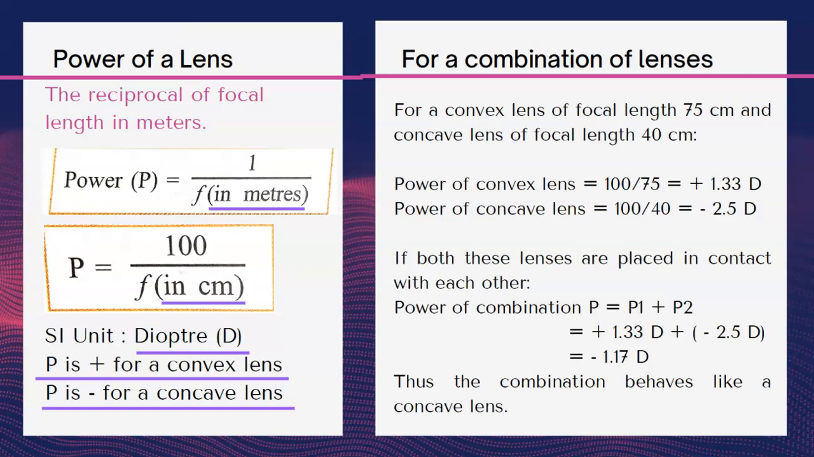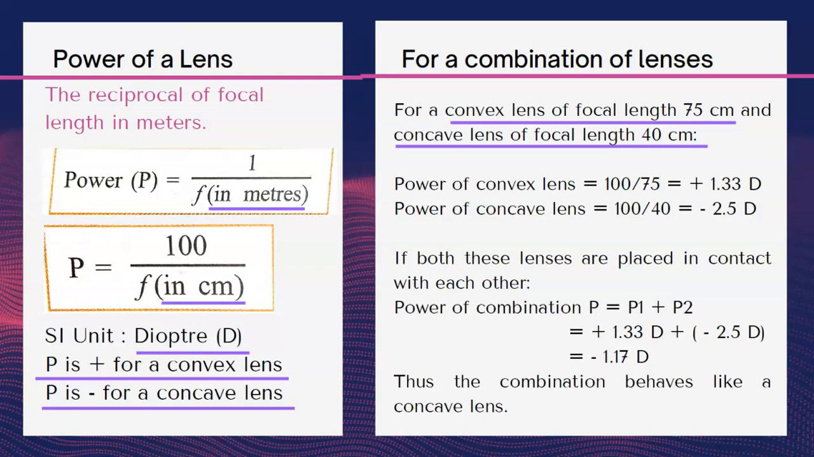We are supposed to memorize this. For a convex lens, power is positive. For a concave lens, power is negative. Now, if you talk about a combination of lenses, suppose you have a convex lens of focal length 75 centimeter and a concave lens of focal length 40 centimeter. We find the individual powers first.